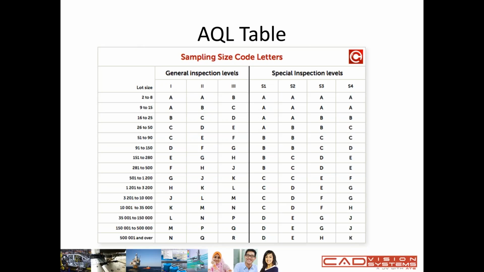It's also advised to perform a separate inspection for each lot. Here we can also see the general inspection level. The left hand side is how many components you manufacture. So if you're manufacturing 3000 components, you fall under here, 1200 to 3200. In the general inspection, you fall into level 1, 2 or 3.